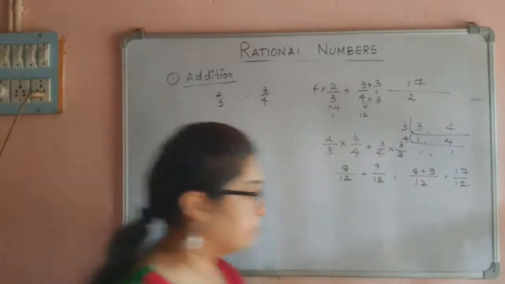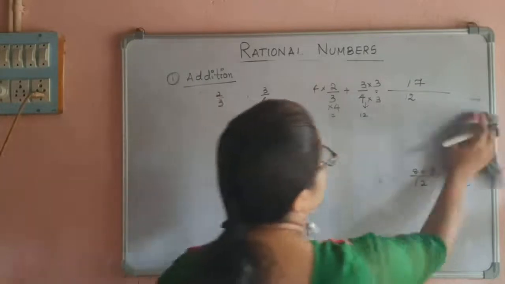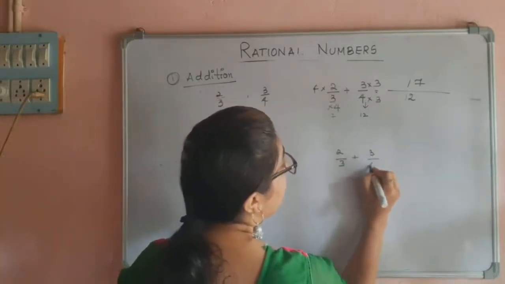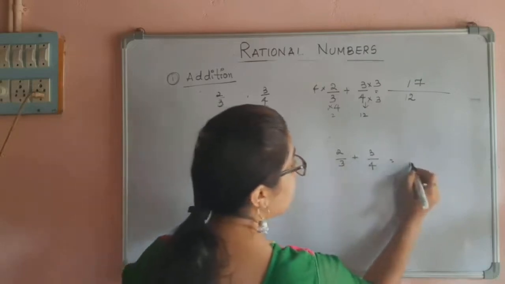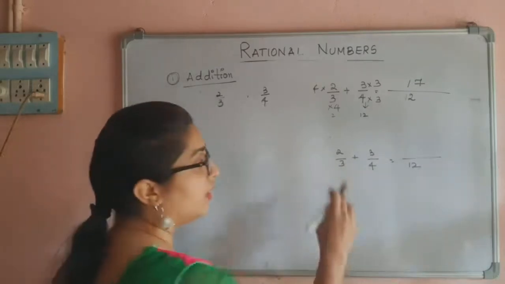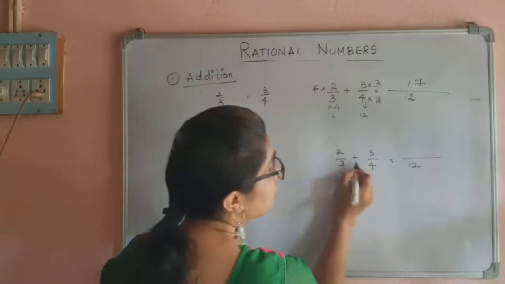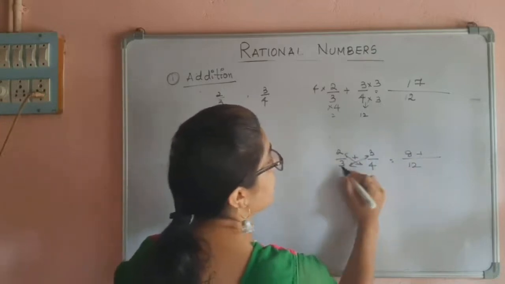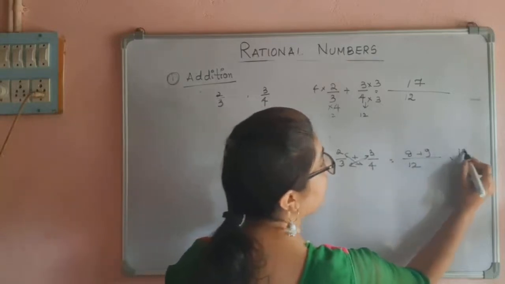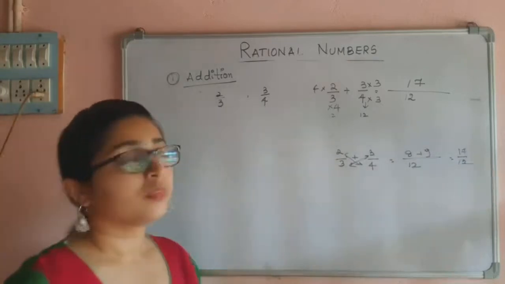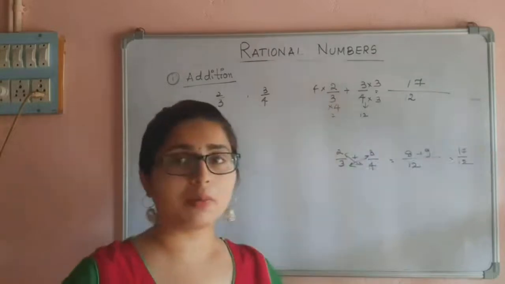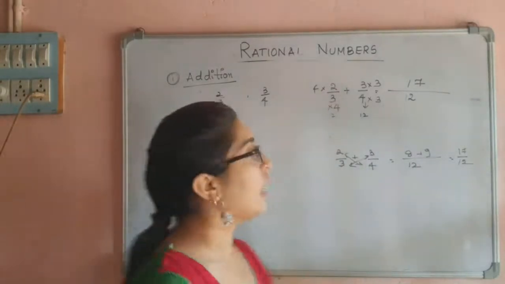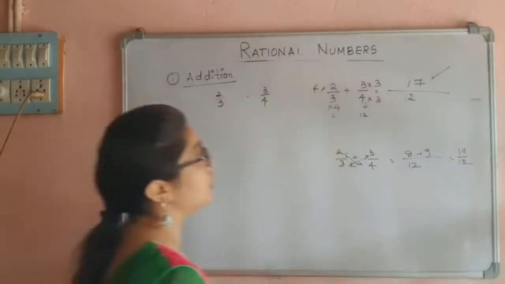And another shortcut is, see, 2 by 3 plus 3 divided by 4. Multiply the denominators and write it: 3 into 4, 12. Now just cross multiply: 2 fours are 8 plus 3 threes are 9. So 17 divided by 12. Okay, is this a rational number? Is 17 by 12 a rational number? Yes, it is a rational number.